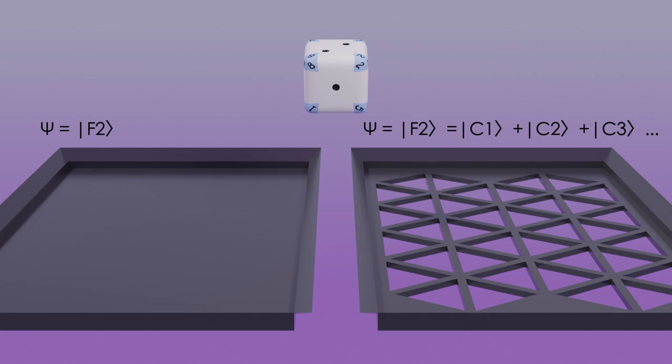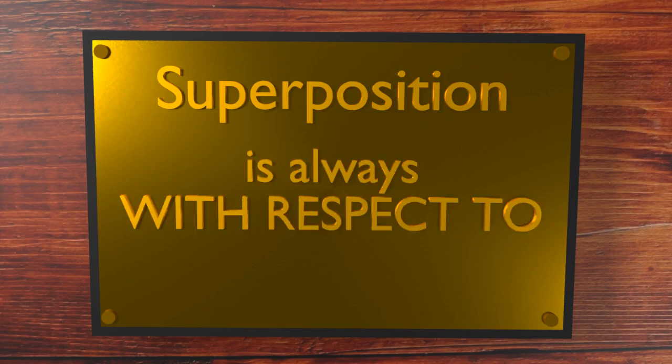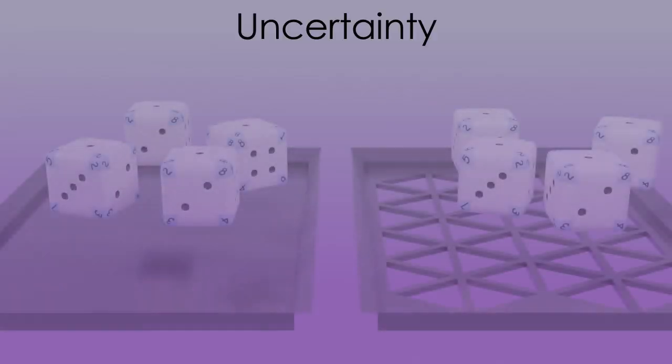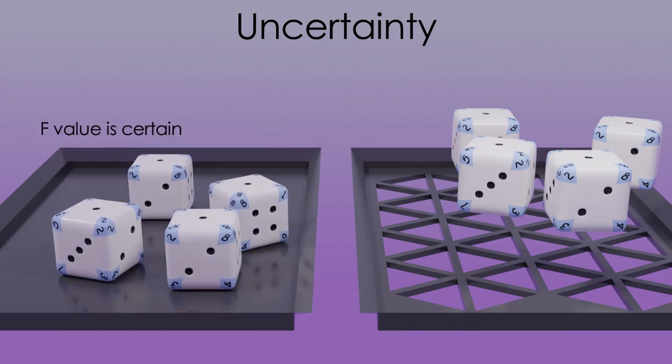This point is also worthy of a plaque. A superposition is always with respect to some detector. You can't just say this particle or this cat is in a superposition without specifying what it is that you want to measure. So we just saw that when a die is in an eigenstate of the detector, there is no uncertainty. But when it's not in an eigenstate, then we do have uncertainty.